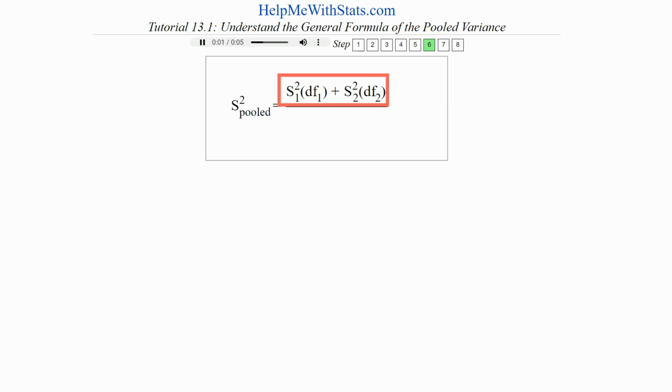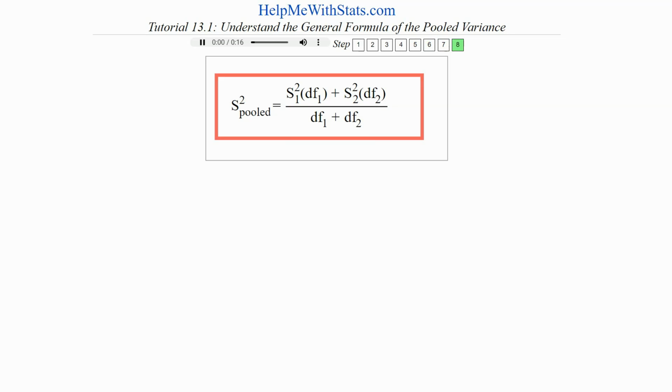The weighted variances are added together to complete the numerator of the equation. The degrees of freedom from both groups are added to get the denominator of the equation. Here is the final equation, which will give more weight to the group with more degrees of freedom. This weighting occurs because larger samples are more accurate estimates of the population, and more accurate estimates should have more weight in estimating the population variance.